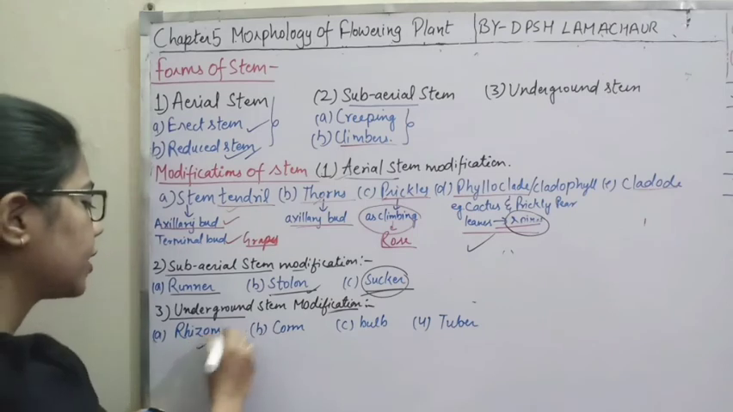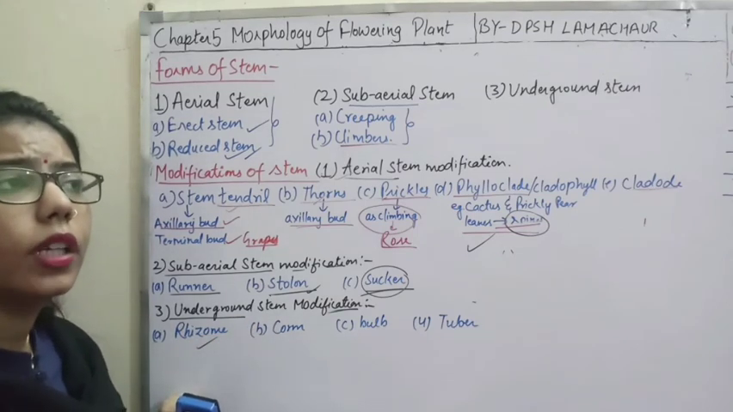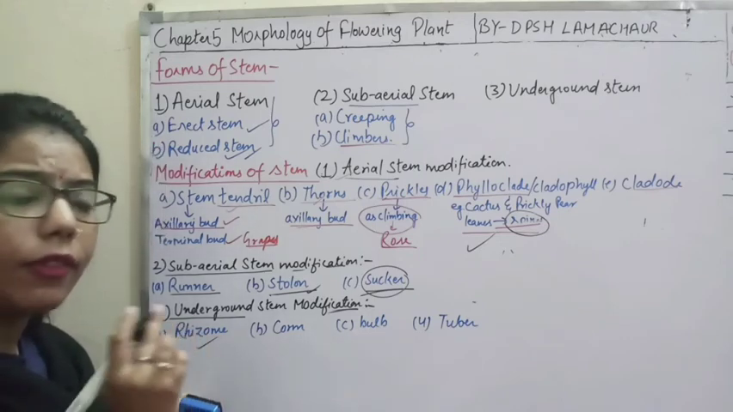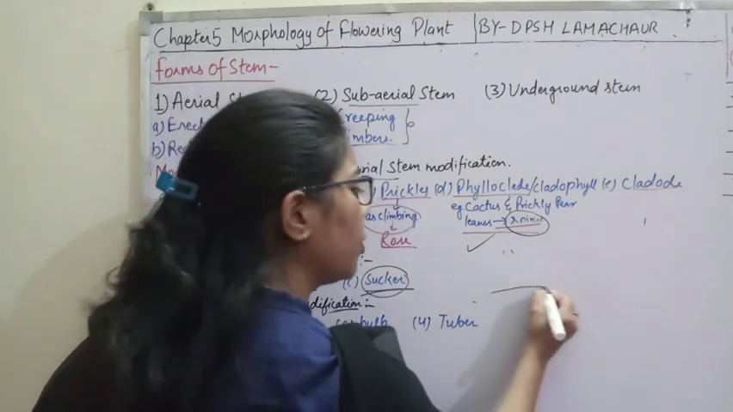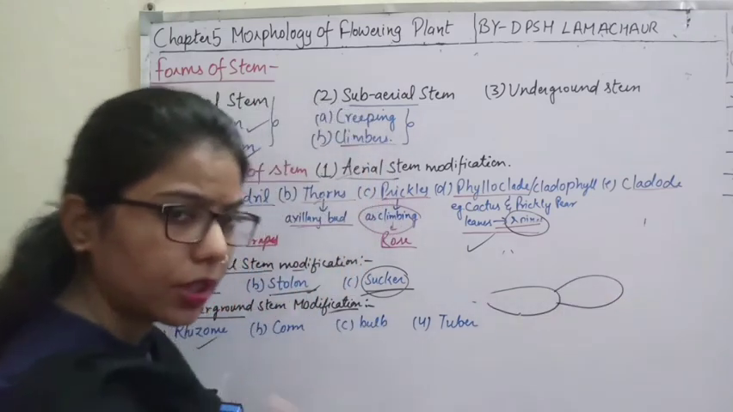Function is that it is helpful in case of unfavorable condition. So the first one is rhizome. This rhizome you can see in case of ginger, in case of turmeric. Okay, what are we having? We are having rhizome. So how will you draw the structure of rhizome? Like this.